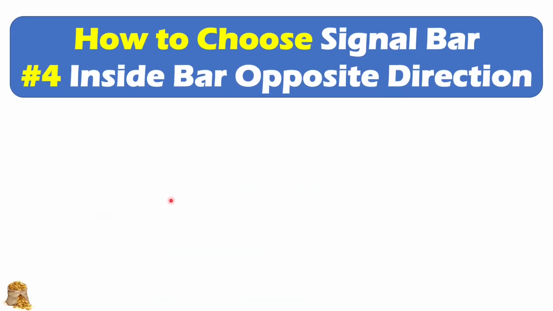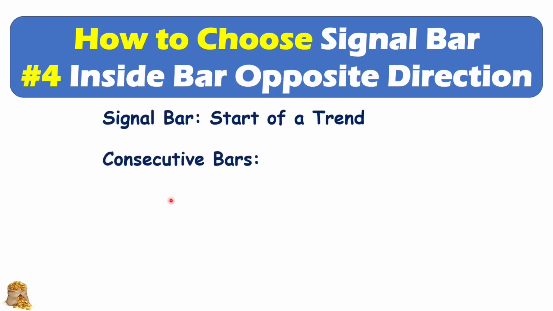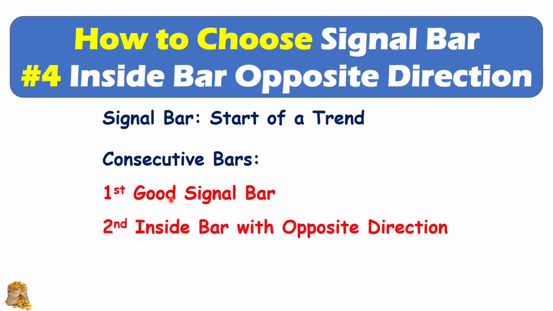The fourth type of signal bar is the inside bar with the opposite direction. Basically, this situation also will lead to good trending. For the 2 consecutive bars, the first bar should be a very good signal bar already. So you want to enter at this good signal bar. However, the second bar is an inside bar. It doesn't trigger your entry, and at the same time, this inside bar is with the opposite direction from the first bar. So if this is the case, you want to still keep your entry at the first signal bar rather than enter at the second inside bar.